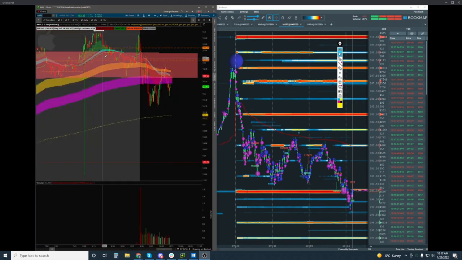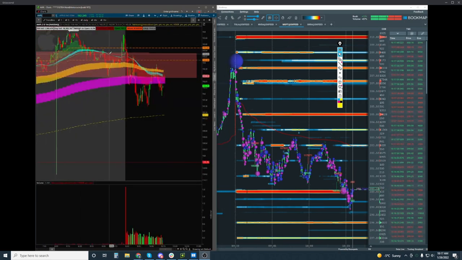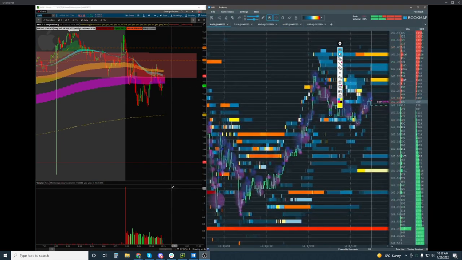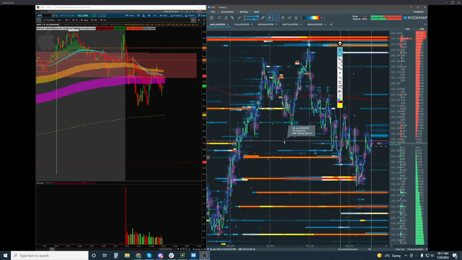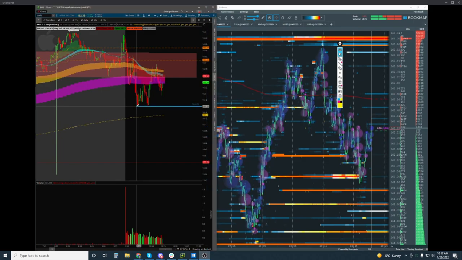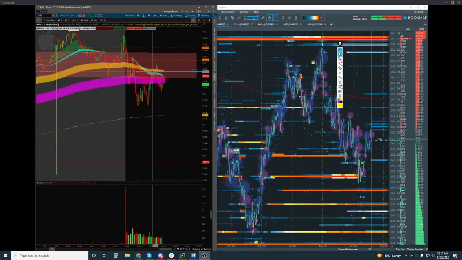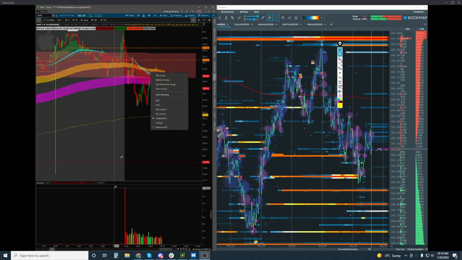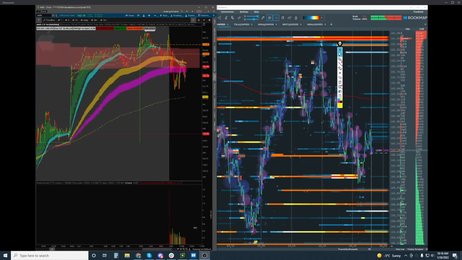Apple, we had the same pattern that we saw on Microsoft. So I prepared over here a Bookmap and I wanted to show you something. Okay. So once we dip over here into the 161.50, 161.60s, sorry, we pushed over here to this area of liquidity. Okay. So how to find a level of liquidity?